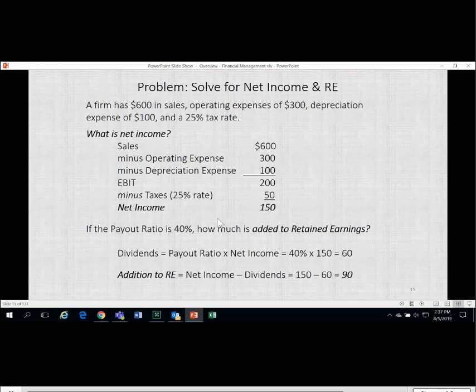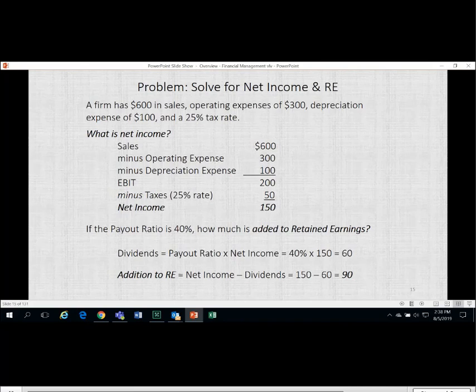Well, if the payout ratio is 40%, how much is added to retained earnings? We know the payout ratio is dividends paid divided by net income. So if we multiply that 40% ratio times net income, we find out that $60 is paid in dividends. So what's left over is added to retained earnings. We took our net income of 150, subtracted out the dividends of 60, and we find out we've added $90 to retained earnings.